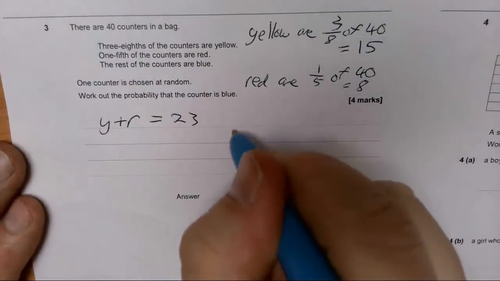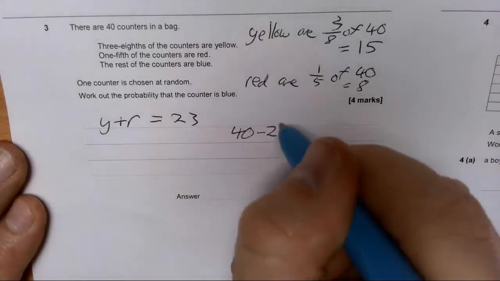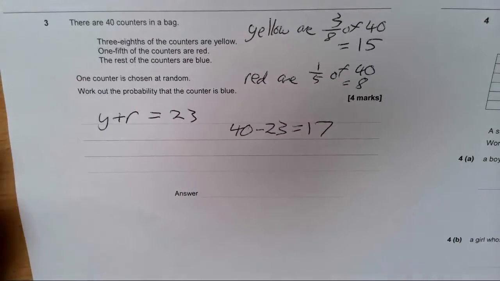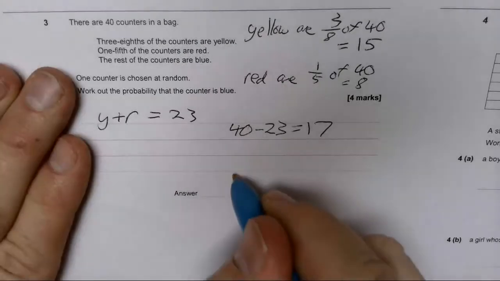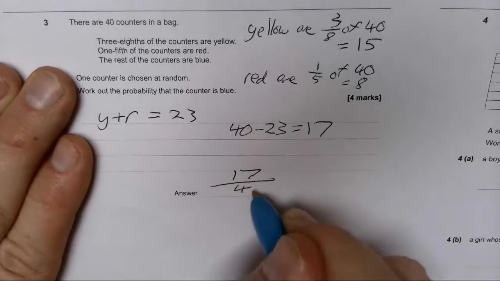So this is the mistake some people made. They forgot to do this bit. They just made that 23 out of 40. No, the question is about the blues, which are 17 of them. So my answer is 17 out of 40.